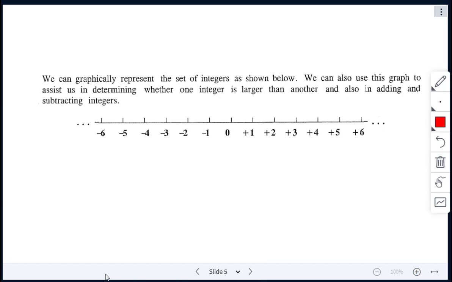All right, so when we are looking at integers, we can represent them on a number line. Looking at a number line this time, we have 0 here. On the right side of 0, we have the positive numbers increasing. And towards the left side of 0, we have the numbers that are negative and they're decreasing in value.